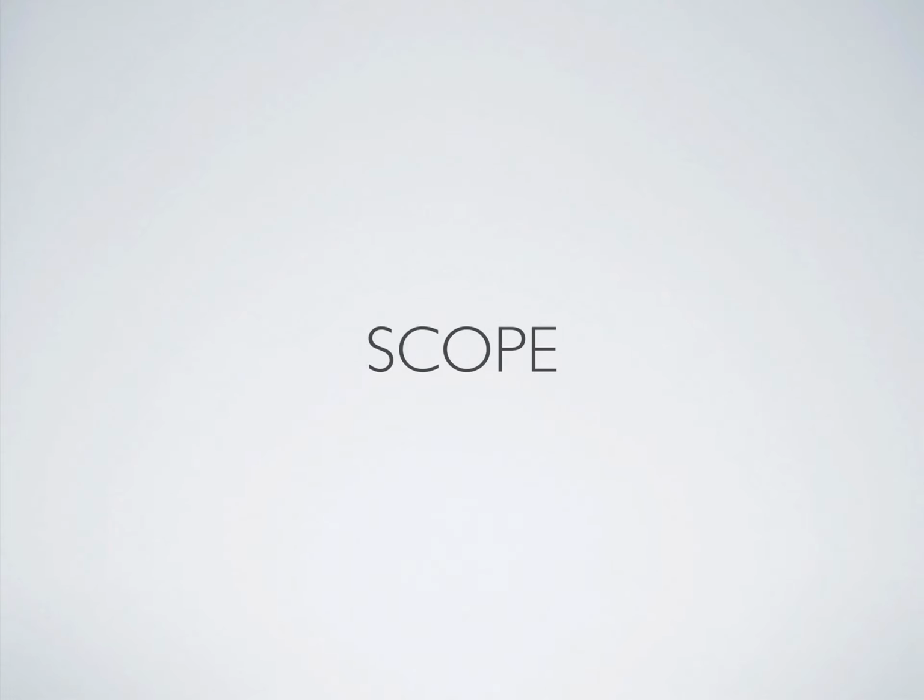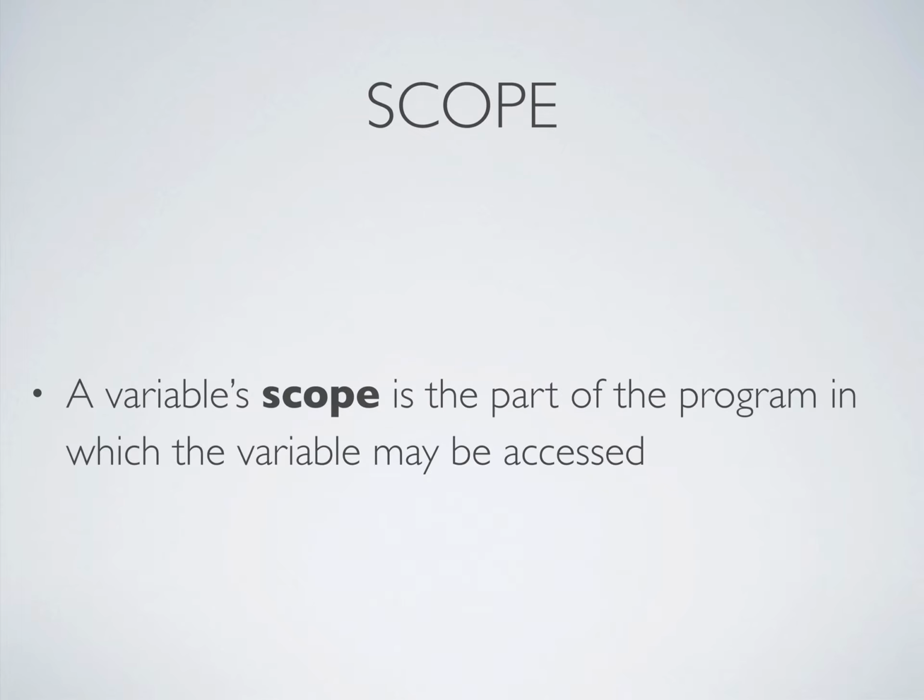Alright, so now that we've talked a little bit about functions and had some practice writing our own functions, we're going to switch gears slightly and talk about this idea of scope. So scope has to do with variables. Variable scope is the part of the program in which the variable may be accessed. While you are writing these functions, you are creating many different scopes.